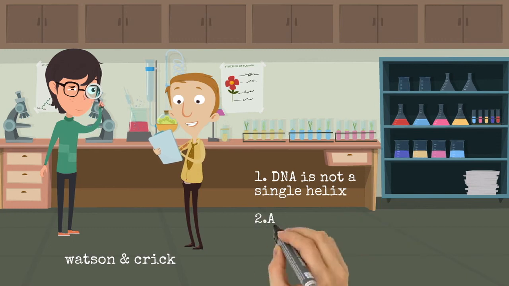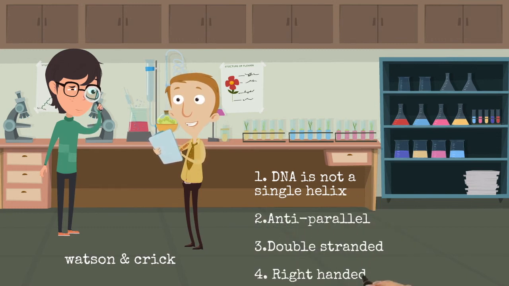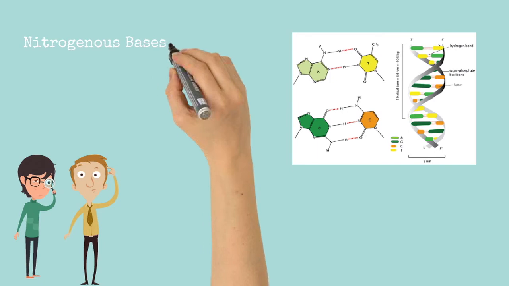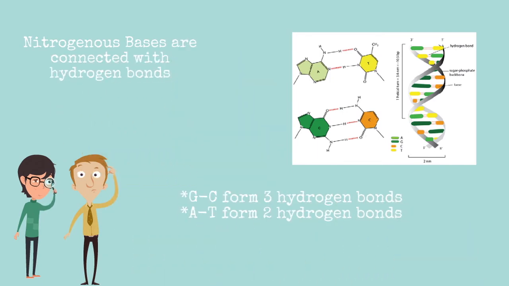Based on these discoveries, Watson and Crick were able to discover the features of the structure of the DNA. They discovered that DNA was not a single helix, but an antiparallel, double-stranded, right-handed helix, connected with nitrogenous base pairs that are found inside. The nitrogenous bases are connected through hydrogen bonds that hold the DNA strands together. Watson and Crick's original model proposed that there were two hydrogen bonds between each base pair, but we know today that G and C form an additional bond.